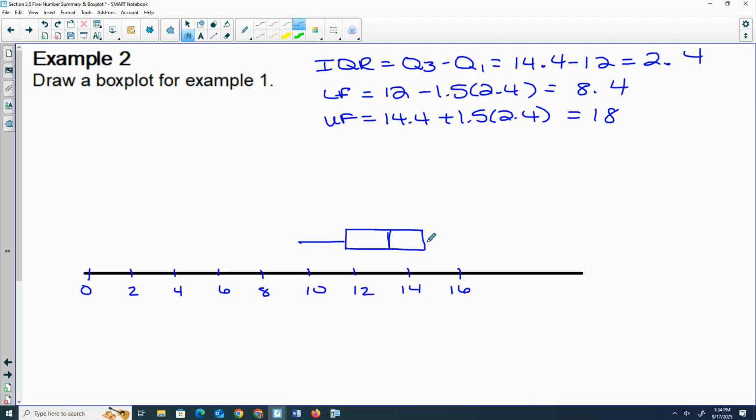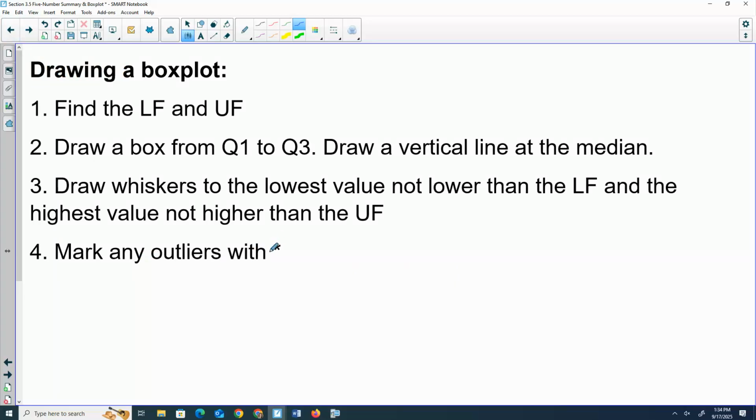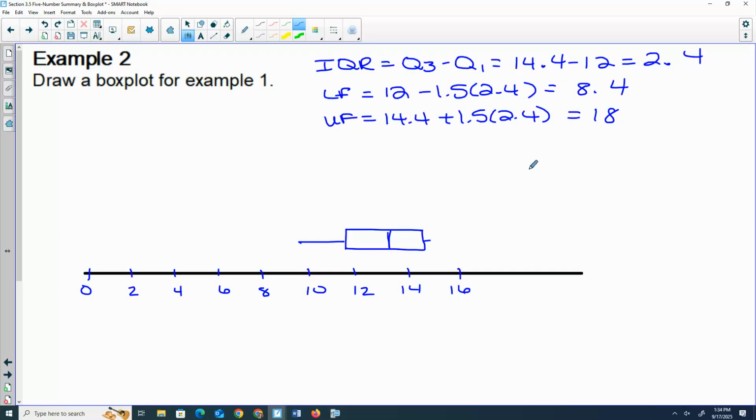And then we go up to our maximum. Our maximum was 14.5. That's not an outlier, so we draw it there. Okay. Then we mark our outliers with an asterisk. We can't just ignore that there was a 6.5, so I'm going to go to 6.5 and put an asterisk there. That shows me I had an outlier at that point. If you have multiple outliers, you put an asterisk for every one of them. That is a box and whisker plot.